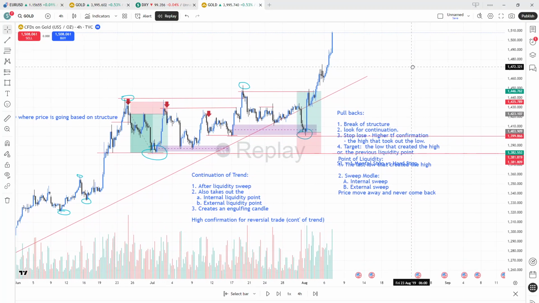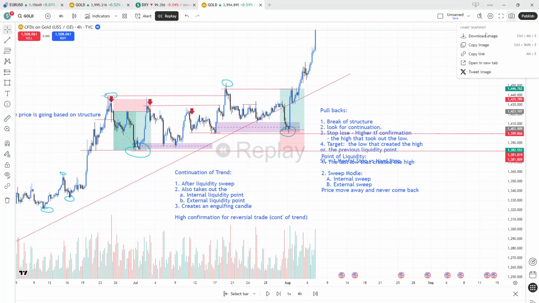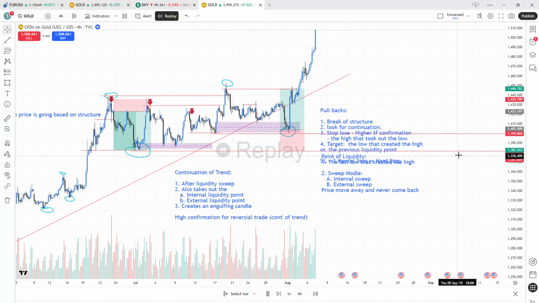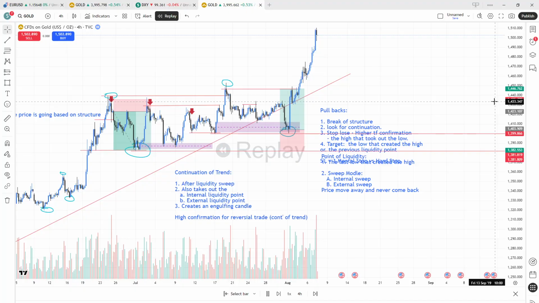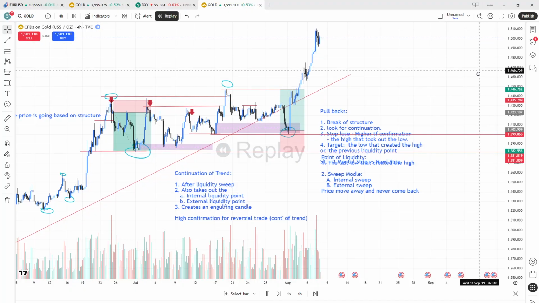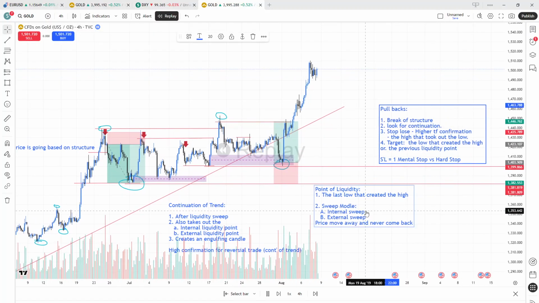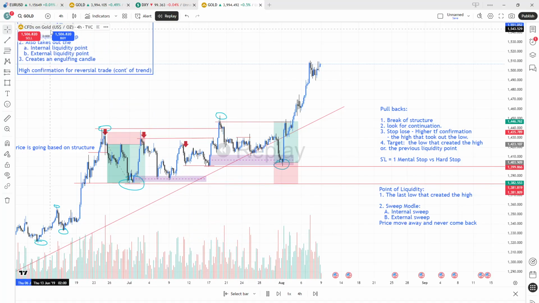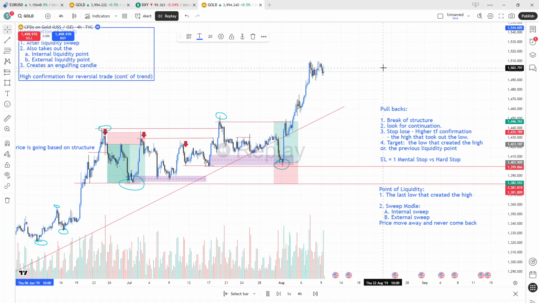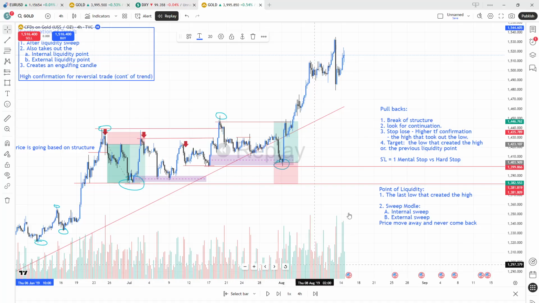I want to take another picture, download image. We can continue. So as you guys can see, we do have two sweep models in play. Okay, I'm going to stop right here.